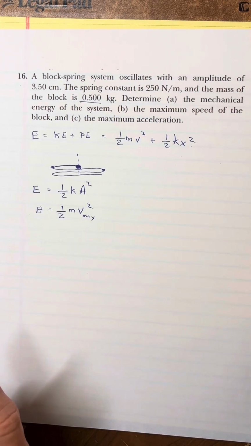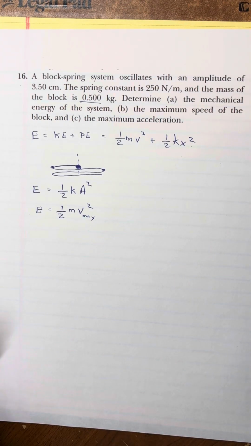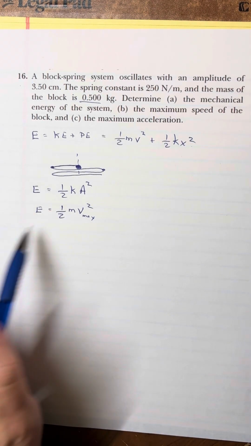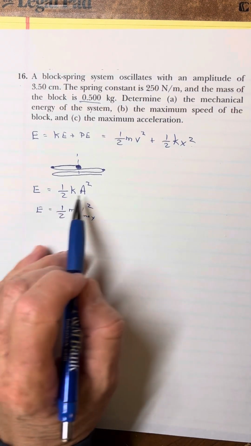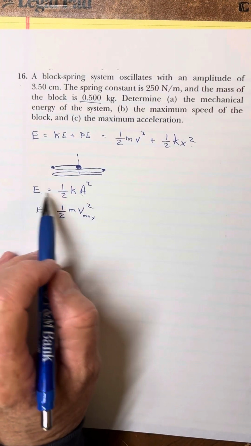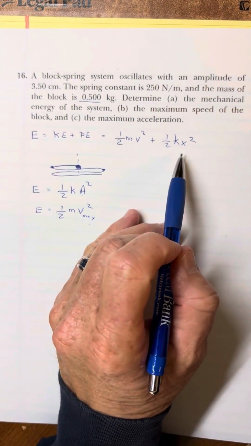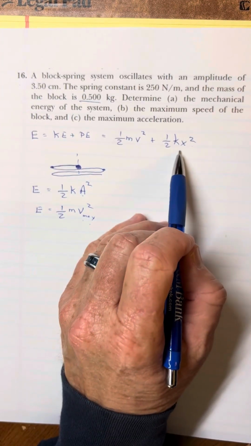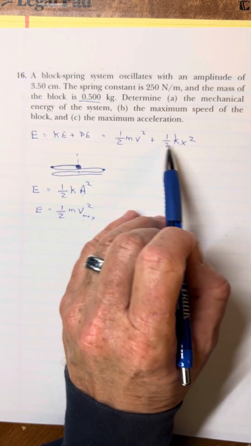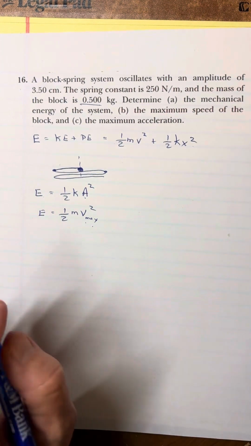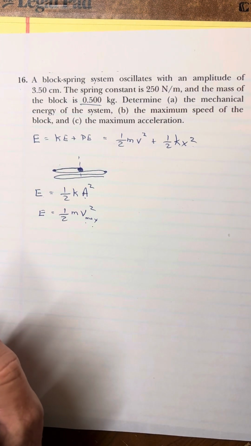So this is another way to get the total energy. It's kind of one and the same, but one way of getting it is by just knowing its amplitude. Another way of getting it is just knowing its maximum speed. Another way would be noting its speed and position. Of course, it would have to be the speed at that position, and we'd have to add those two together.